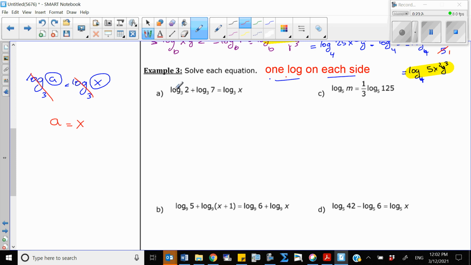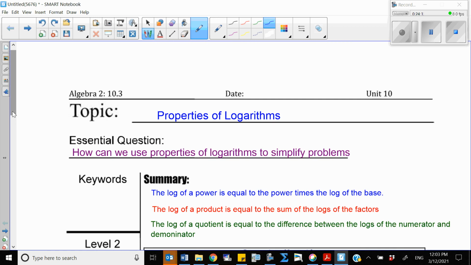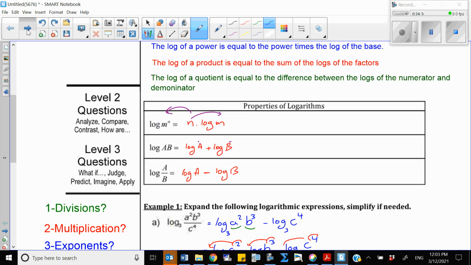So on this one, I have two logs on the left side. Can I simplify this and condense this into one log? Yes, because I see an addition here. I can rewrite this as log base 3 of 2 times 7. This is equal to log base 3 of x. And notice I can only do this if I have the same base for all the logs. If they're all having the same base, then I can do this. If I have different bases, then I cannot use any of these rules here. This is the rule only for the logs that have the same base. Even for all the properties that we had here, the base should be the same. Everywhere, the base should be the same.